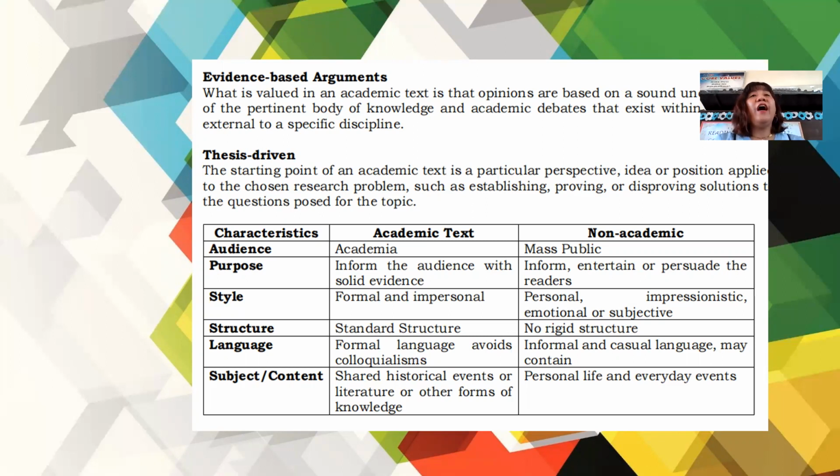For the structure, our structure for academic text is a standard structure, and for the non-academic text is no rigid structure. For the language, formal language is used in academic texts, and informal and casual language are used in non-academic texts. Now, for the subject and content, shared historical events for literature or other forms of knowledge, and for non-academic texts, the subjects could be personal life and everyday events.